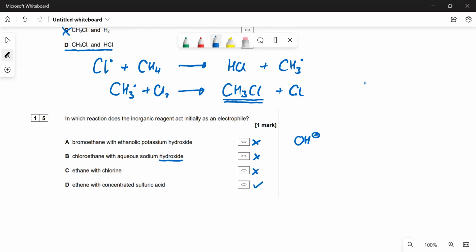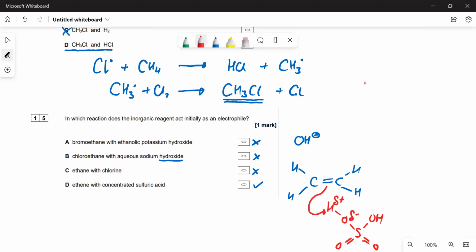Yeah, that is right. And if you remember why, you've got your ethene. You've got a high electron density in the double bond. And you have your concentrated sulfuric acid, which is like this. And that is an electrophile because this oxygen is delta negative, a partial negative charge, because it's very electronegative, leaving that hydrogen delta positive, and that is what reacts. That pair of electrons goes onto the hydrogen. You probably remember that mechanism. Okay, so D is the correct answer there.